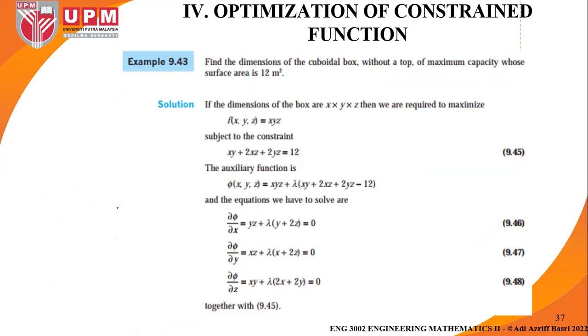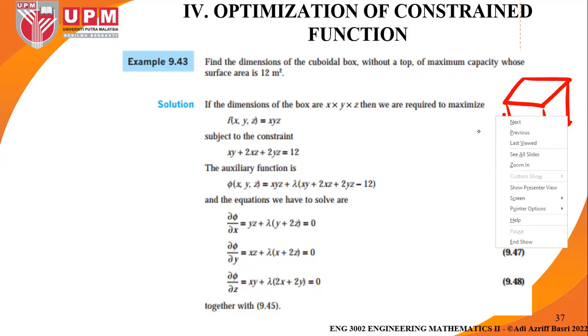Okay, that's one of the examples. So we go for the next example. This is an application example. Find the dimensions of a cuboidal box without a top, of maximum capacity, whose surface area is 12 meter squared. So we know that it is a cuboid, but there is no top here. This is x, this is y, and this is z.